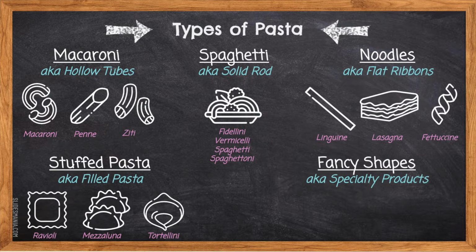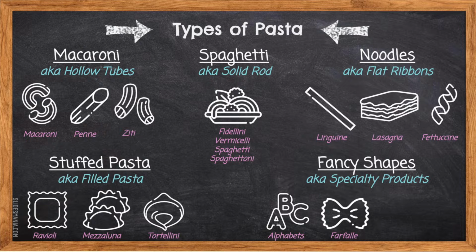The last type of pasta is fancy shapes, otherwise known as specialty products, and the possibilities of its shape and size is unlimited. An example of this might be alphabets, which are letter-shaped pasta, farfalle, which is bow tie pasta, conchiglie, which is seashell pasta, and fusilli, which is a curly pasta pushed out through an extruder.